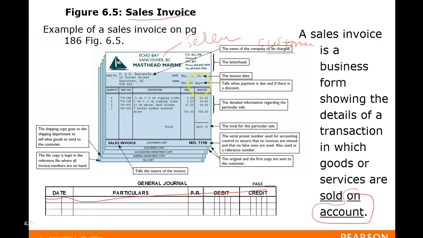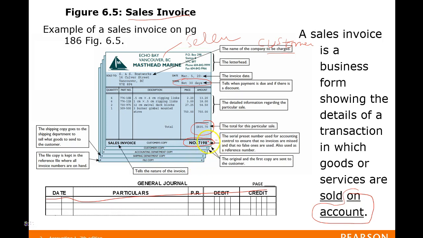We have the invoice date, and then we have the terms, and this net 30 days means that this amount, $835, is due within 30 days of March 5th. So it's due by April the 5th. And then we also have the details of what was purchased, the quantity, the description, the price, and the amount. And we have the number of the invoice. So 7198. And again, the next invoice would be 7199.